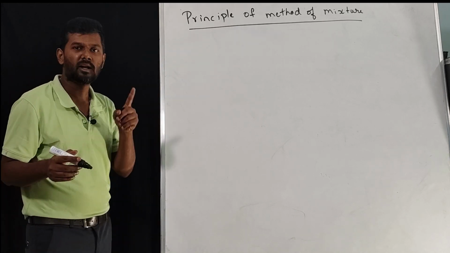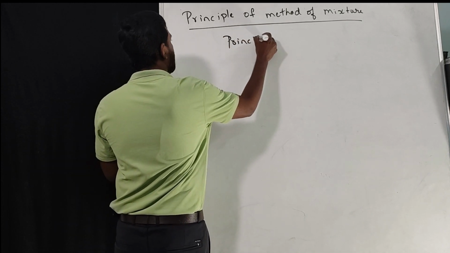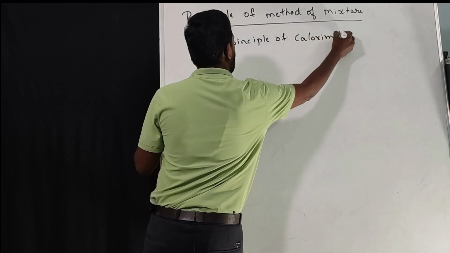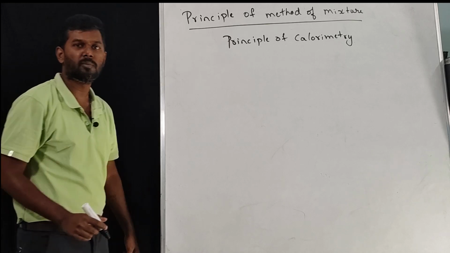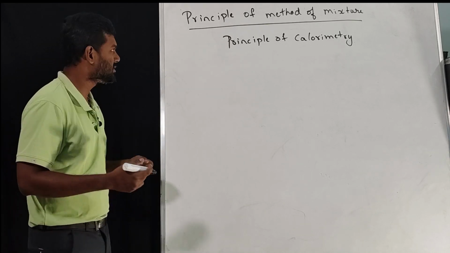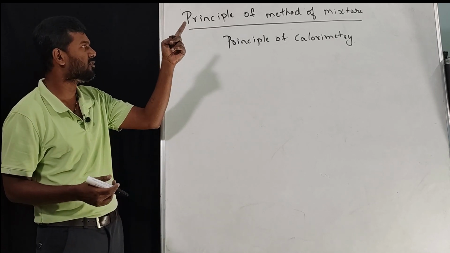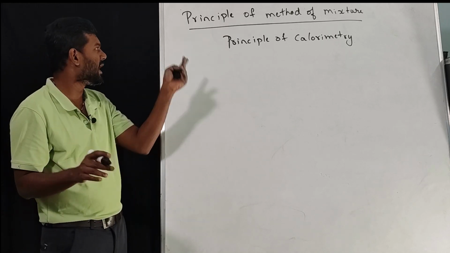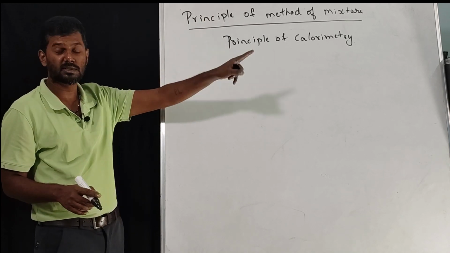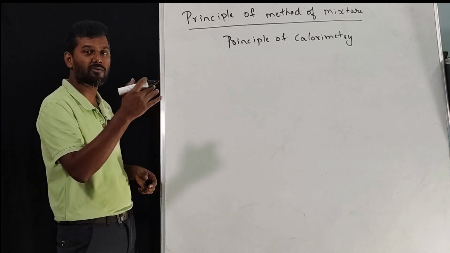Listen, the principle of method of mixture has one more name, that is the principle of calorimetry. This is another name for the principle of method of mixture. They'll ask these kinds of questions only: define the principle of method of mixture, or explain the principle of method of mixture, whatever the question in the board exam. They may also ask, what is another name for the principle of method of mixture? You have to be ready with everything.